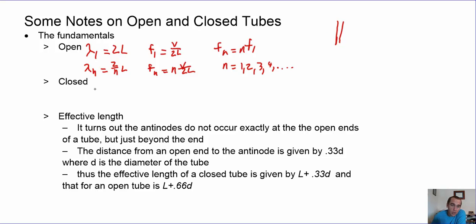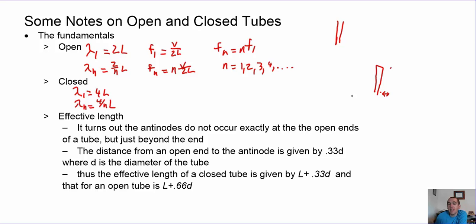The same is not true for a closed tube. A closed tube has one end open and one end closed, which means we have opposite boundary conditions, which means one end is a node and one end is an antinode. So with opposite boundary conditions, the longest wave, the fundamental wave, that'll fit there is actually equal to 4 times the length of the tube. And the nth harmonic wavelength is given by 4 over n times the length of the tube.